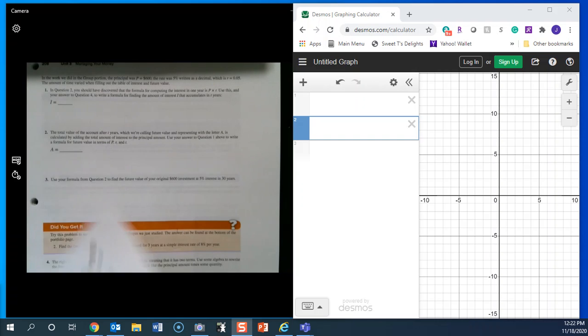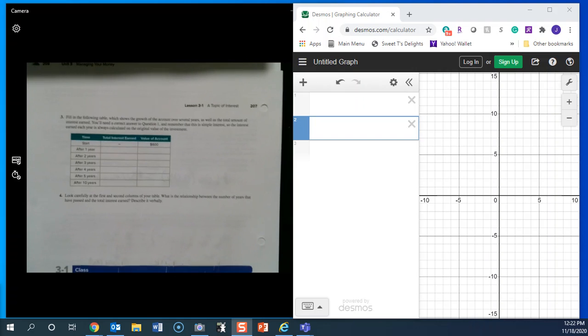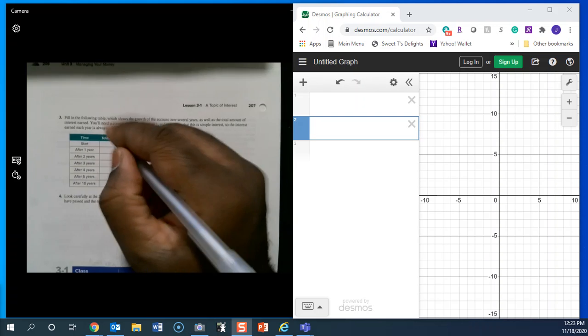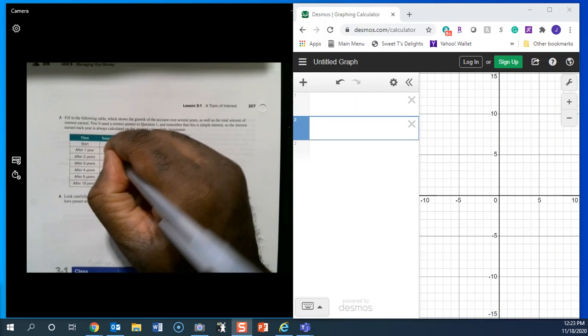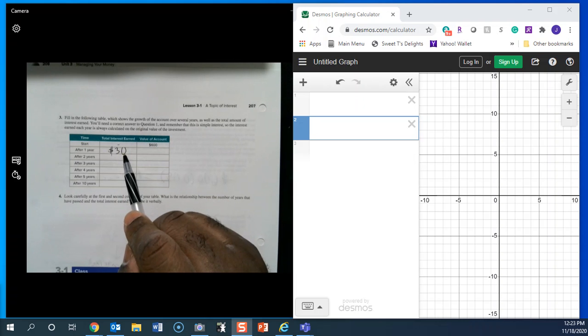Now, we move on to the next page. Now we look here at problem number 3. It says, fill in the following table, which shows the growth of the account over several years, as well as the total amount of interest earned. You'll need a correct answer to question 1. And remember that this is simple interest, so the interest earned each year is always calculated on the original value of the investment. So we know after year 1 it'll be $30 because it's still the $600 times the 5%. That will give us $30 in interest.